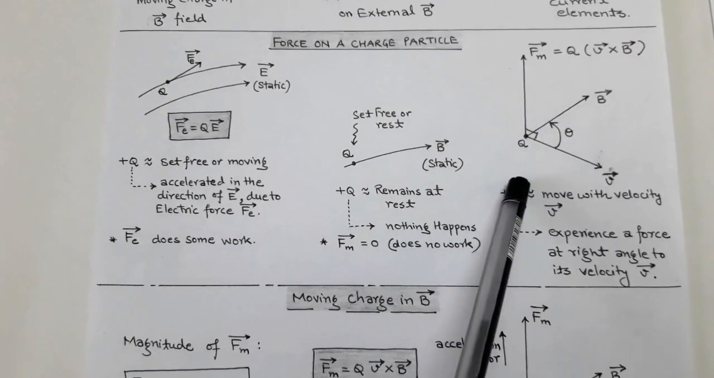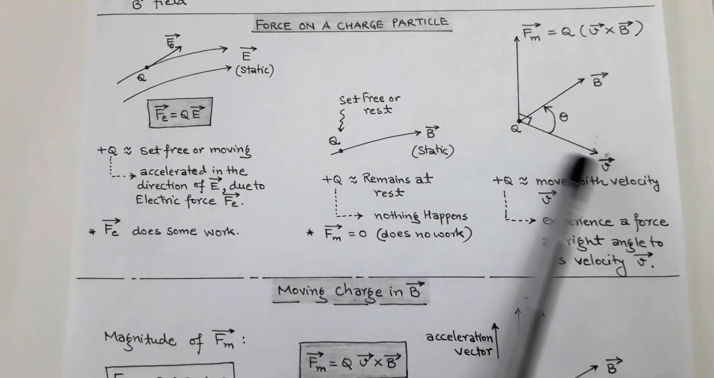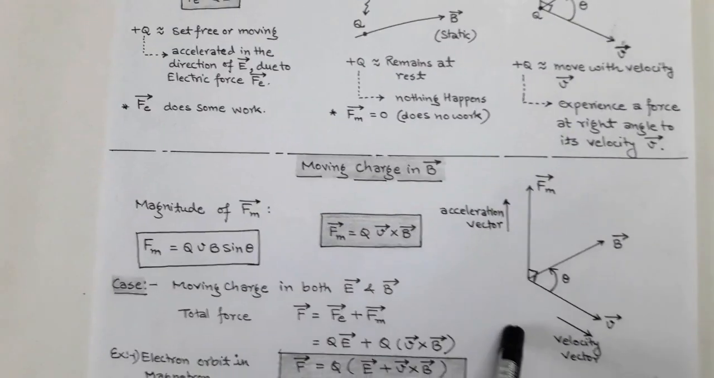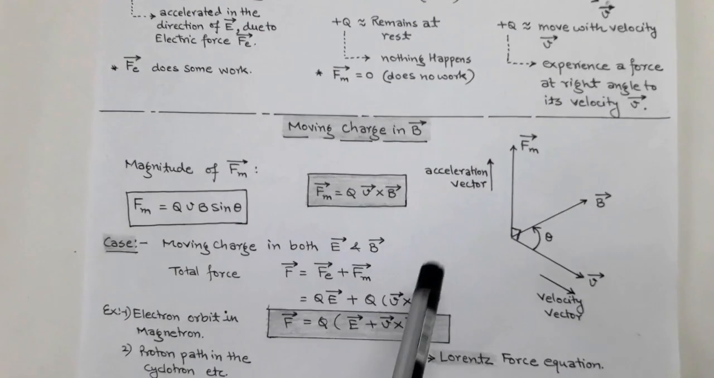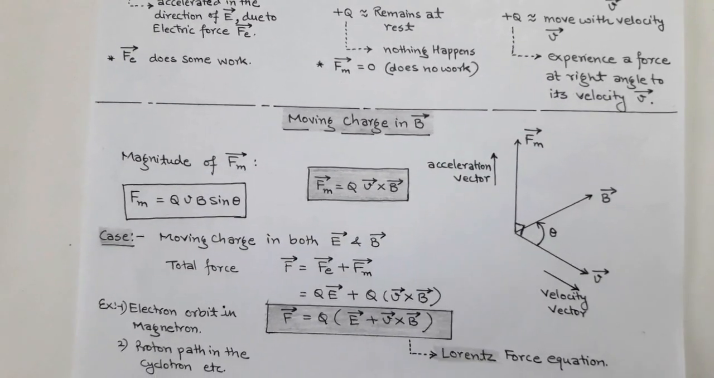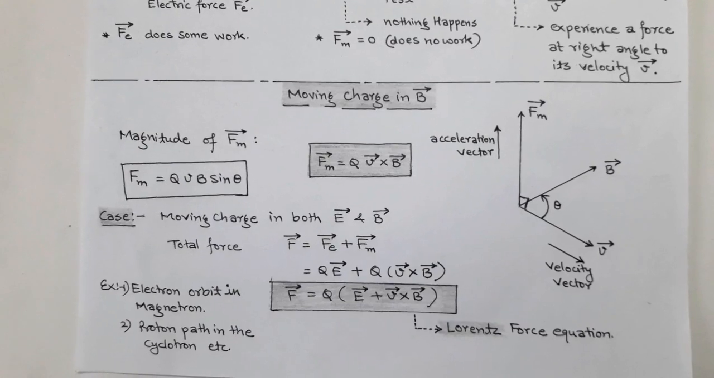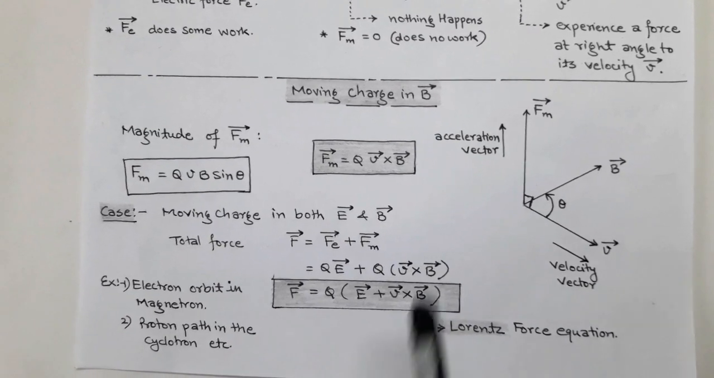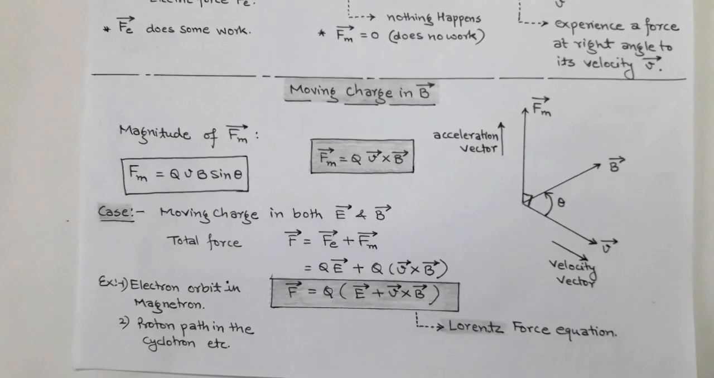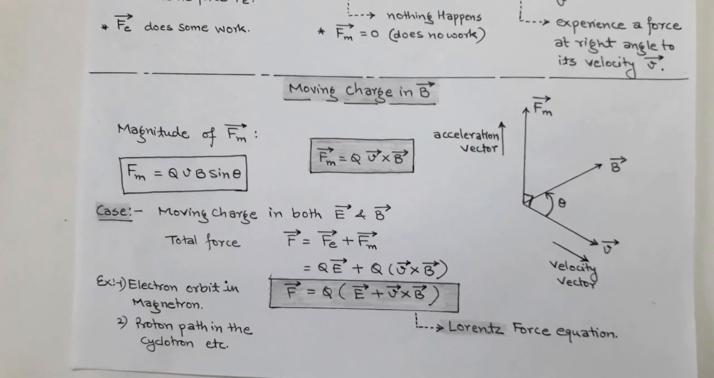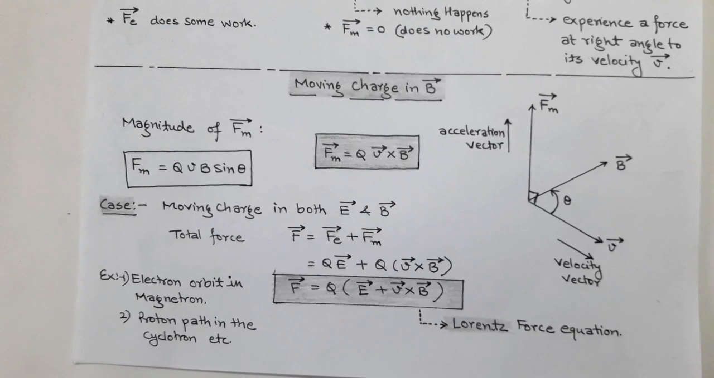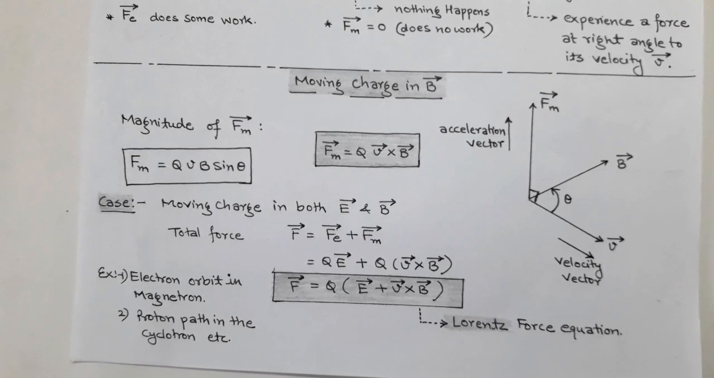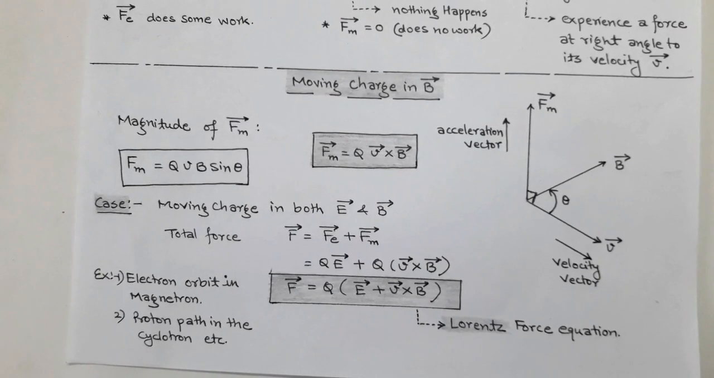But when a charge is moving with some velocity in an external magnetic field, there is a magnetic force, and the direction of the magnetic force is along the acceleration vector, and it is always 90 degrees to the direction of the velocity vector. And the formula of magnetic force is Q V cross B. So this is the first way to get a magnetic force, due to a moving charge in the external magnetic field.